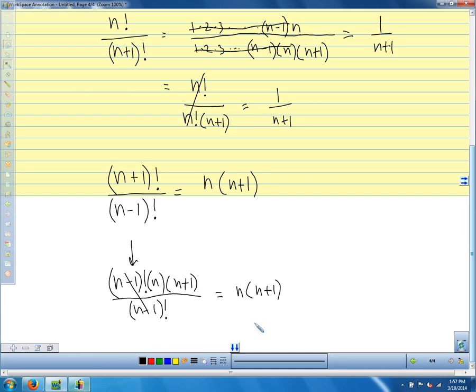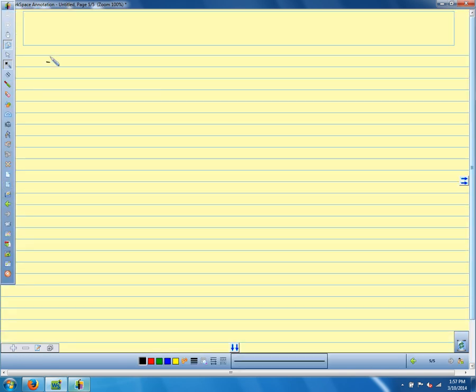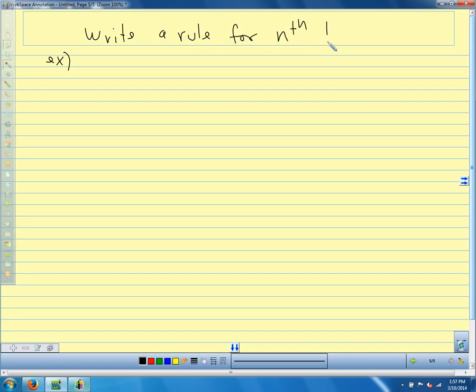All right, so the other thing that we're going to do with sequences is, if we have all of the terms or several terms of the sequence, we want to be able to write the rule for the nth term. So let's look at a couple of examples of doing that. So we want to write a rule for the nth term. So we're kind of going backwards from what we did with our first example.